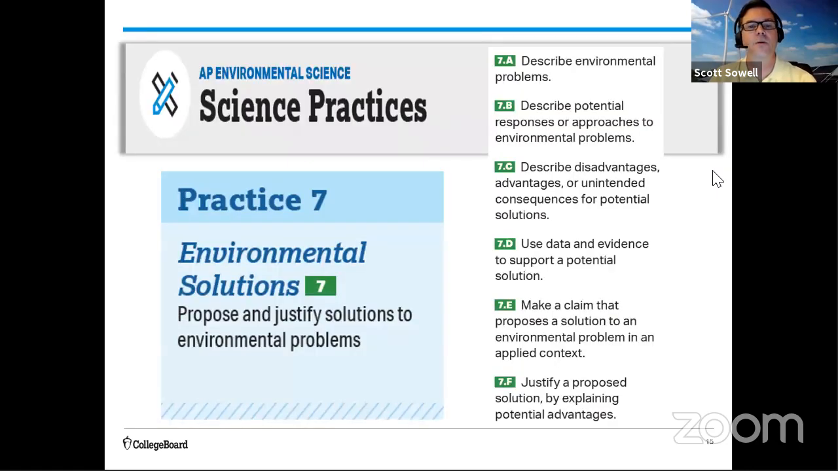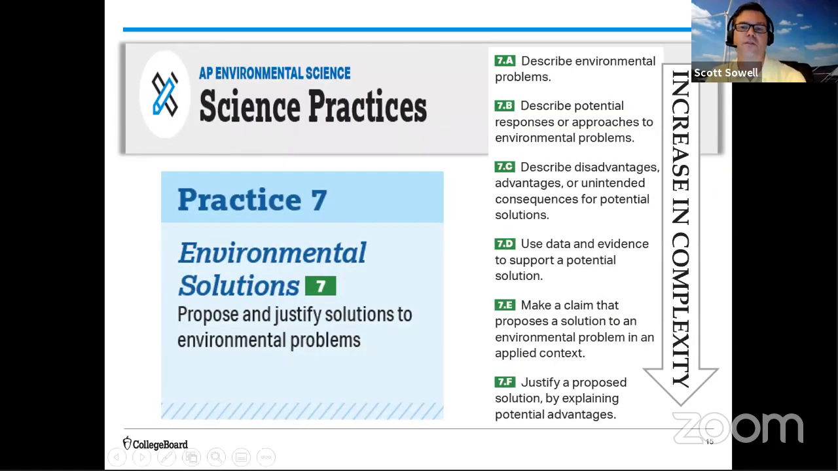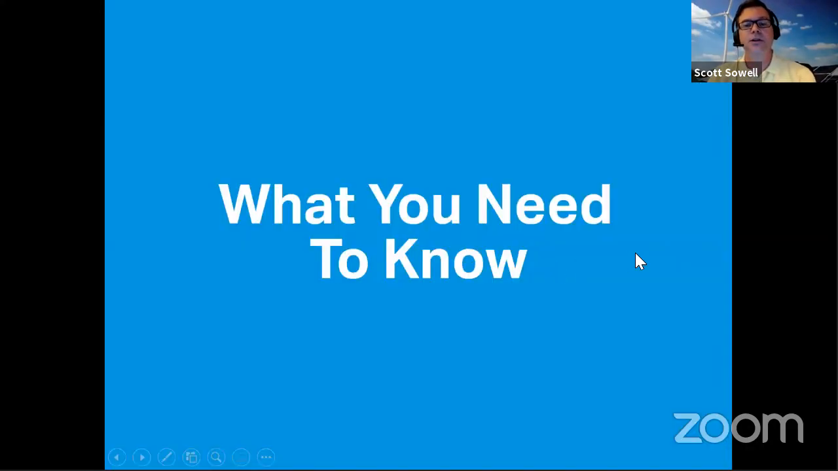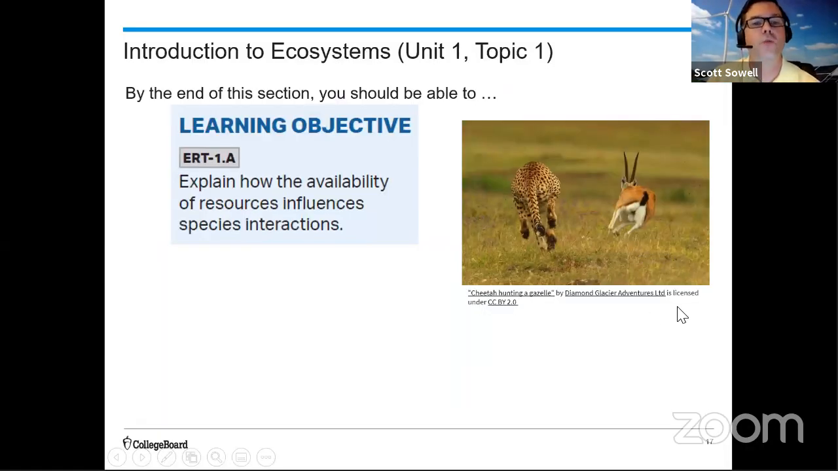All right, so when we look at that practice, remember, it does go from more simple to more complex, all the way from what's the problem, what are the potential solutions, evaluating those solutions with data and evidence, and then making a justification and a claim for which one to use. So here we go. This is 1.1. By the end of this section, you should be able to explain how the availability of resources influences species interactions.